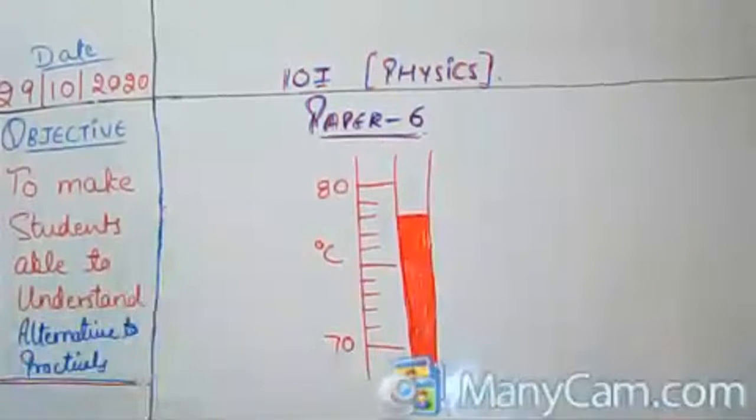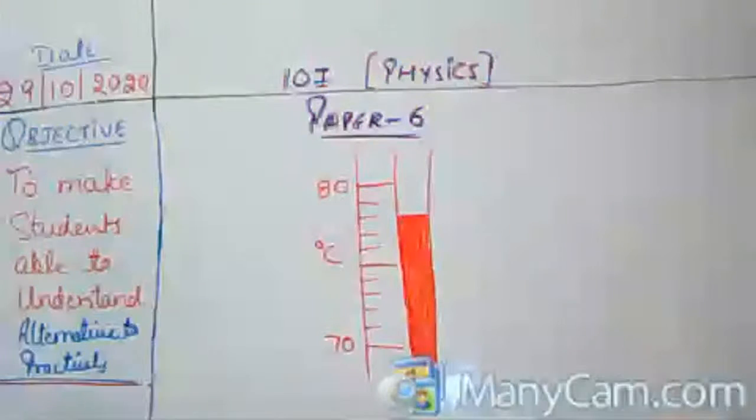Okay, so this is how it is drawn in the paper. You have to check the reading and you have to record it. So the main task for you is what is the reading with respect to the diagram given.